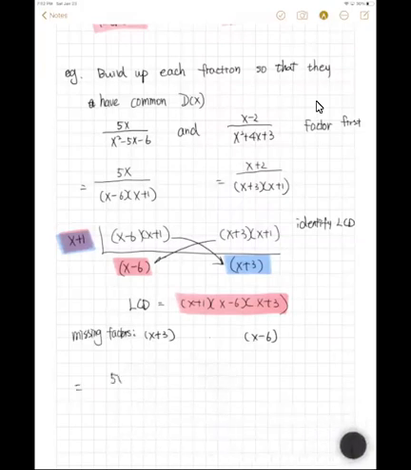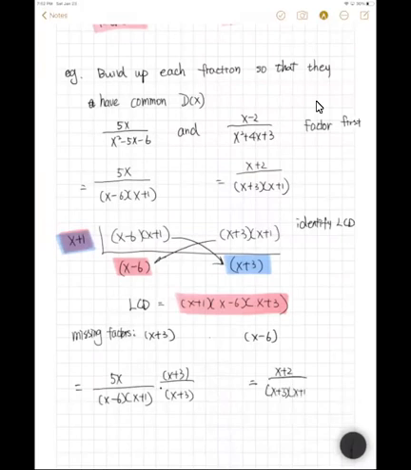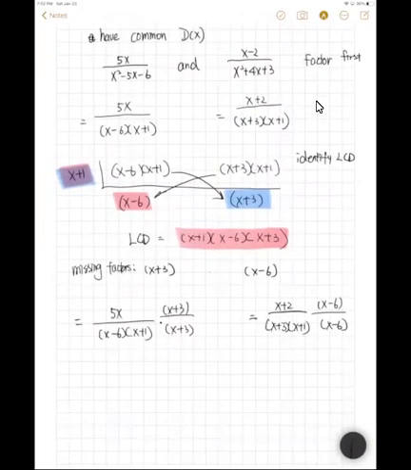So I have 5x over x minus 6 and then x plus 1. I want to times x plus 3 over x plus 3. And then for the second expression, I have x minus 2 over x plus 3 times x plus 1. I want to times x minus 6 on the top and bottom, so that now they will have a common denominator. Well, the next step is you can FOIL it.